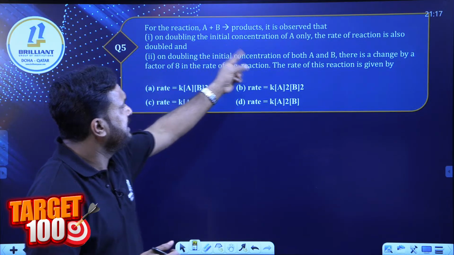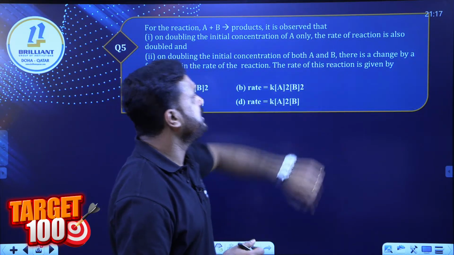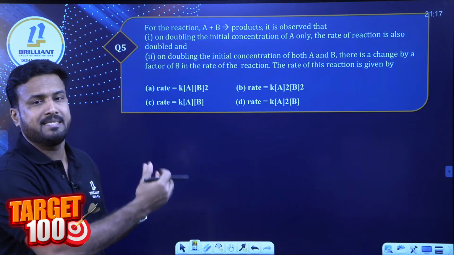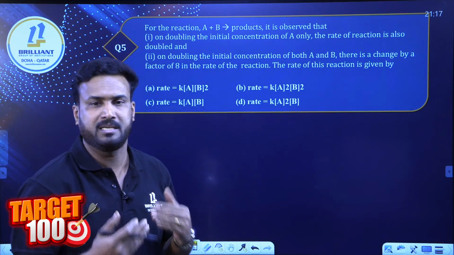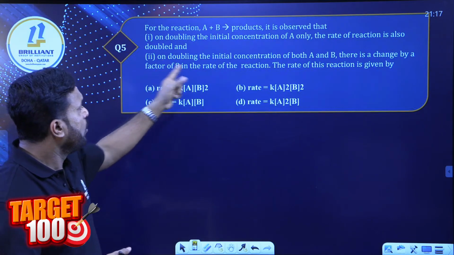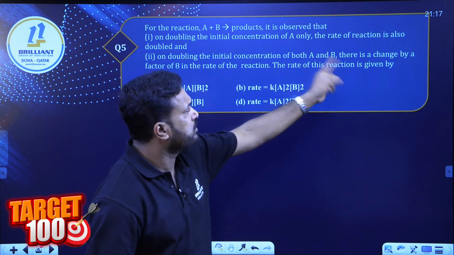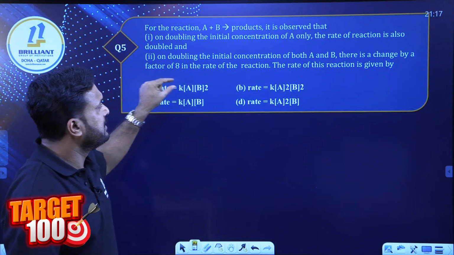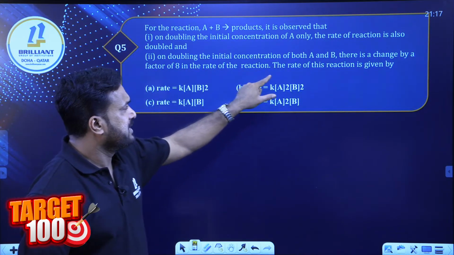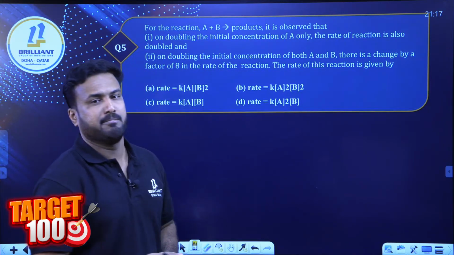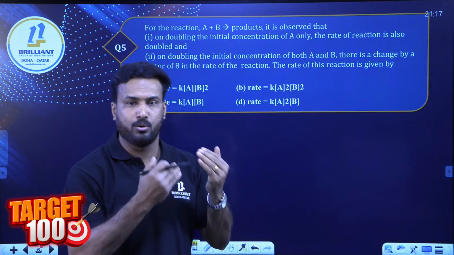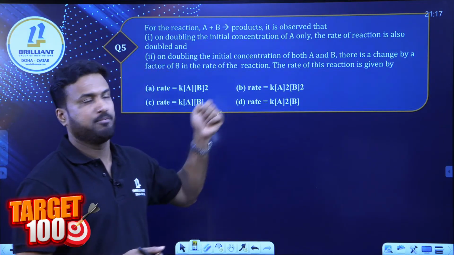So on doubling the initial concentration of A only, the rate of reaction is also doubled, isn't it? So two conditions they are giving, and based on the conditions we can find out the order. Actually, that is what the question is. On doubling the initial concentration of both A and B, there is a change by a factor of 8 in the rate of the reaction. The rate of the reaction is given by, means reverse they are asking, we need to write the rate law expression from the following data.